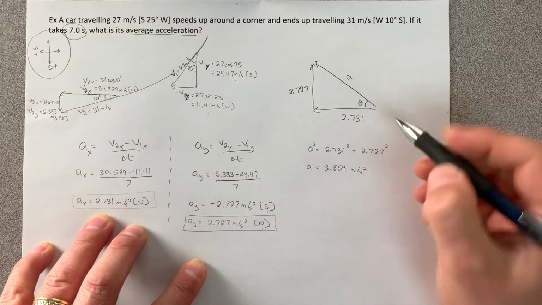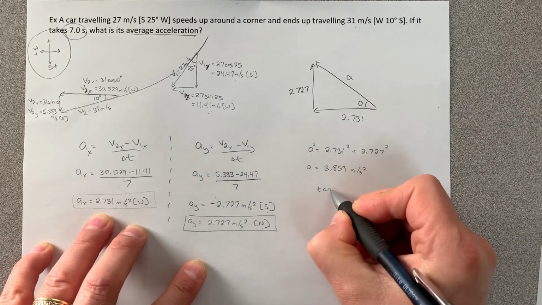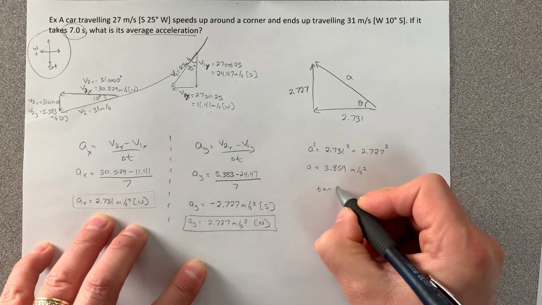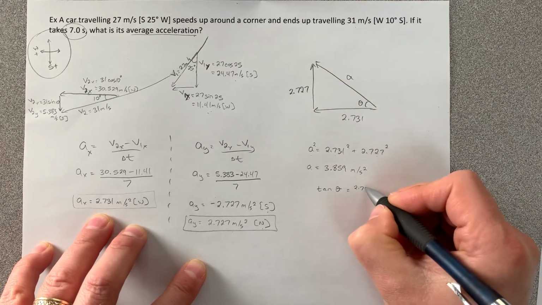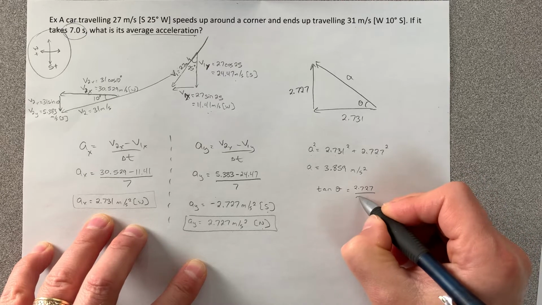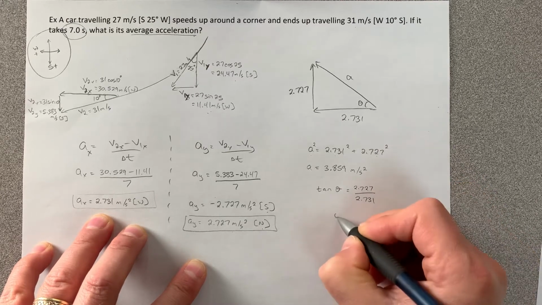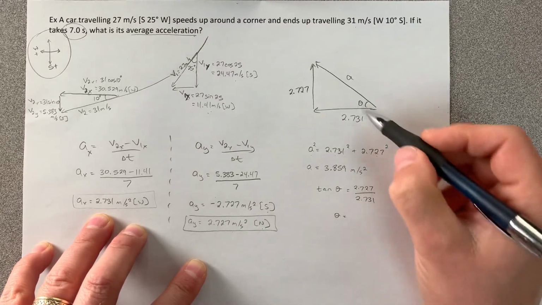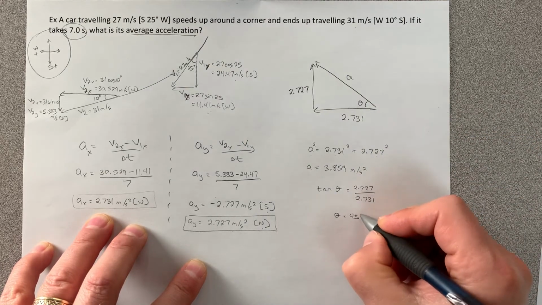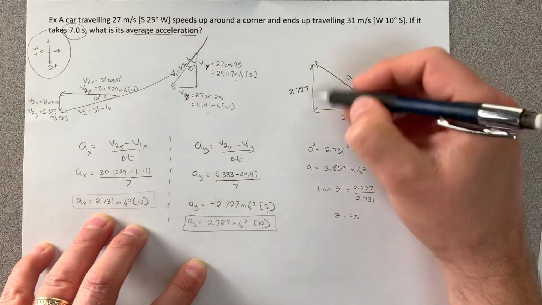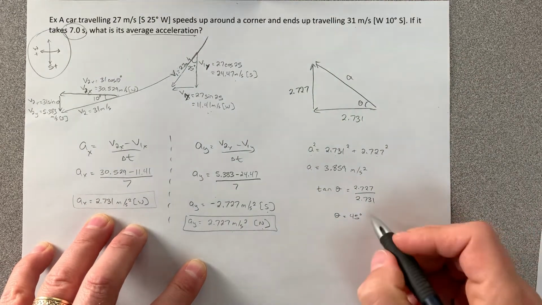I also need to find this angle. Tan theta is opposite over adjacent, so 2.727 over 2.731. That's got to be pretty close to 45 degrees. Yeah, I just wrote down 45. The two sides are basically the same. This is basically an isosceles triangle.